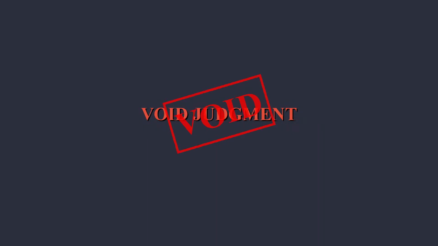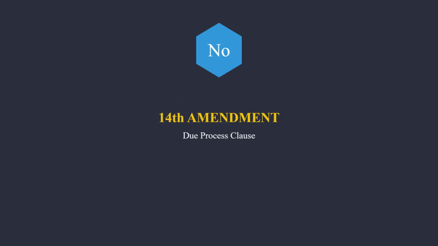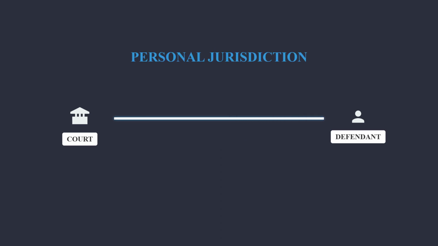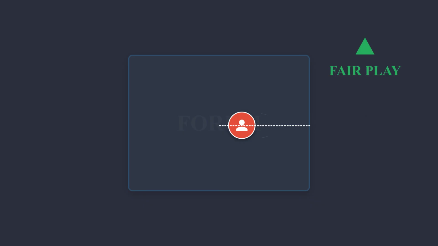A judgment against an out-of-state defendant is void without proper jurisdiction. The 14th Amendment Due Process Clause limits state court power. A court must possess personal jurisdiction over the defendant for a binding judgment. Personal jurisdiction is satisfied only by sufficient minimum contacts with the forum state. This requirement ensures traditional notions of fair play and substantial justice.